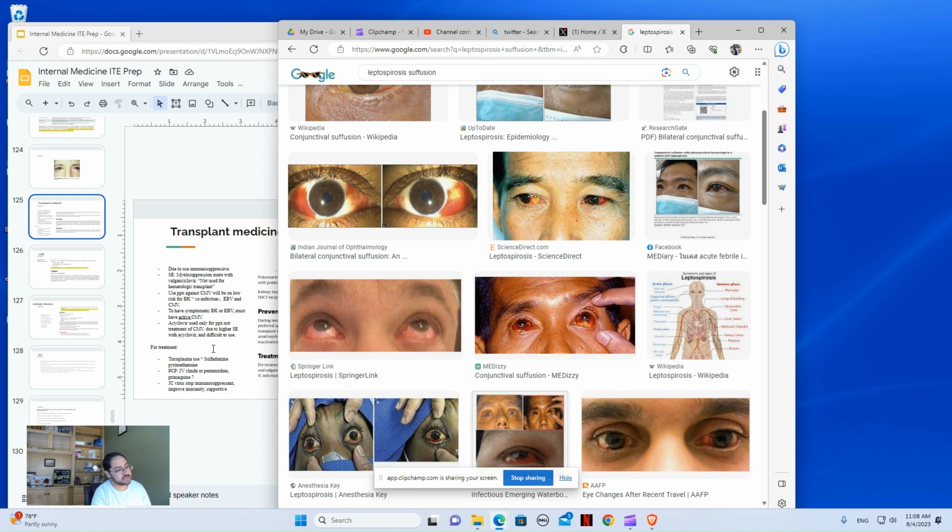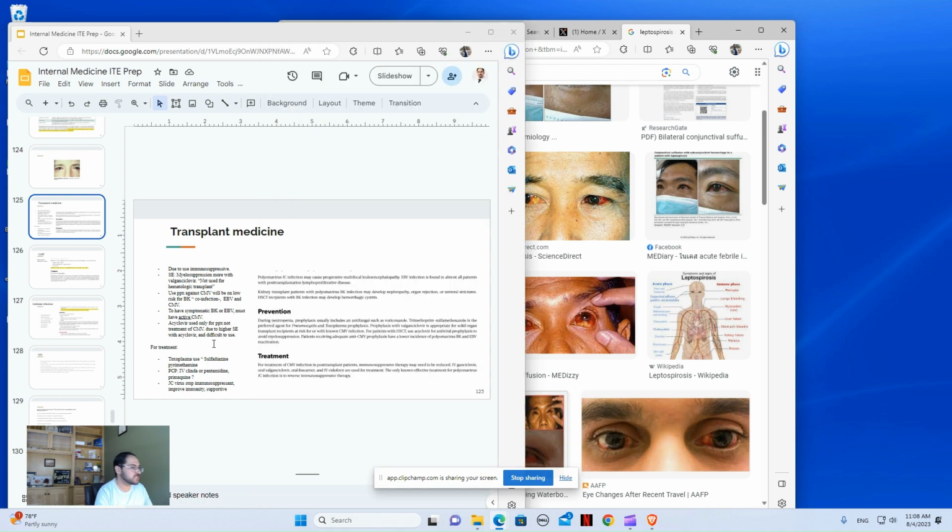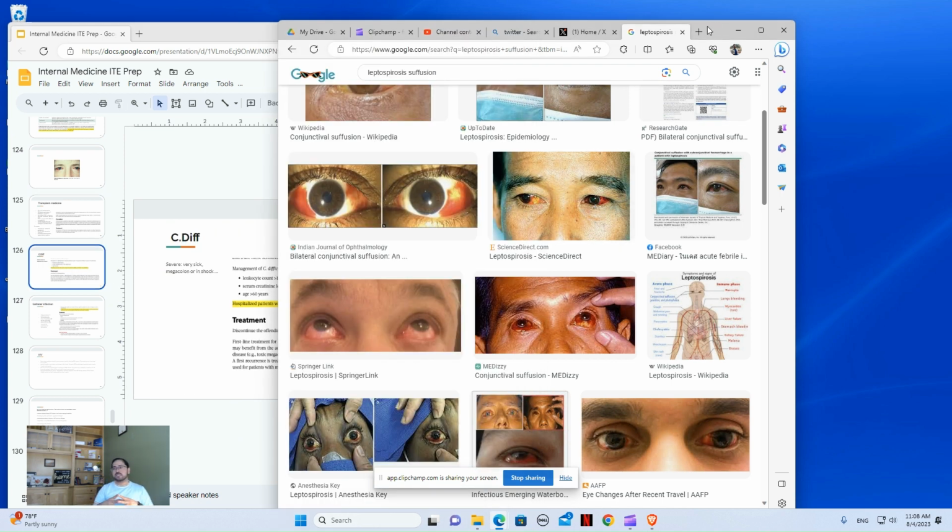So for prophylaxis, again, you need to know what's the prophylaxis, what's the treatment, and where to focus. If the patient has post-transplant neutropenia, you need to give them prophylaxis antifungal, anti-PCP, and anti-toxoplasmosis. That means voriconazole, trimethoprim sulfamethoxazole. Trimethoprim sulfamethoxazole will cover both toxoplasmosis and PCP, Pneumocystis jirovecii. The other one you're going to see on the test is C.